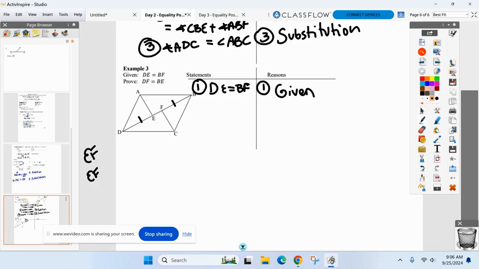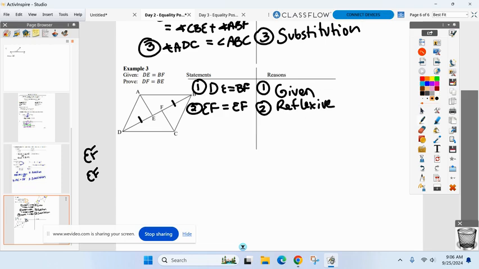Remember that thing? Reflexive, remember that? This is going to get you your second pair that we need to add. So this is going to be statement 2. I need to add the same thing to both of them. And what do I know again about EF and EF? They're equal to each other. And what allows me to say they're equal? The reflexive. That's where it's going to come into play. It's going to get you the second pair you need to add.